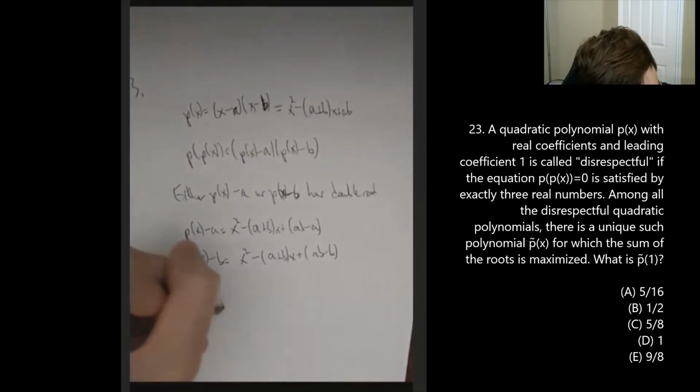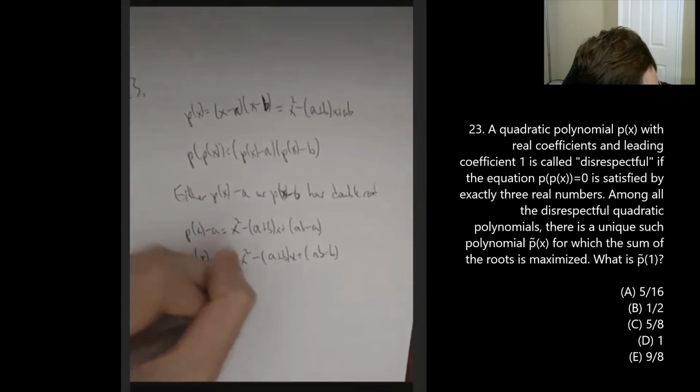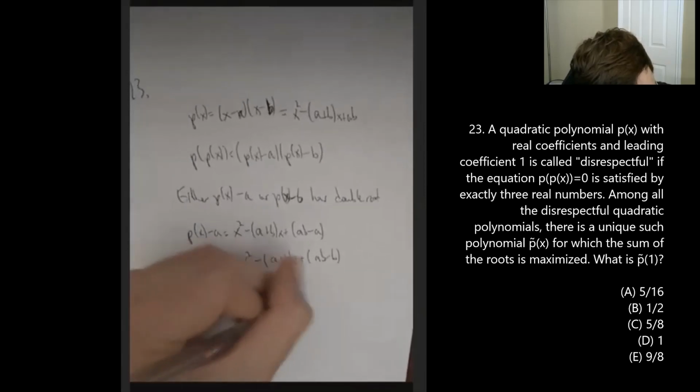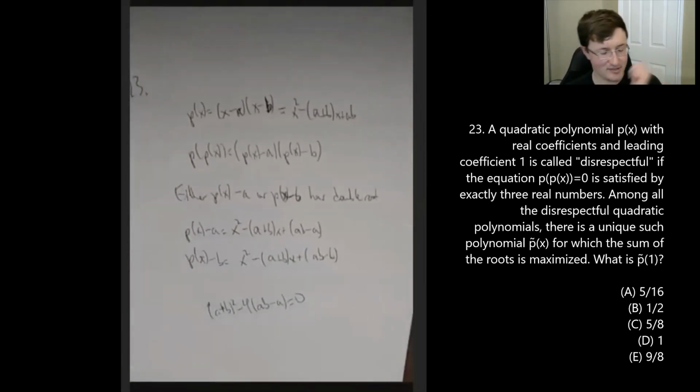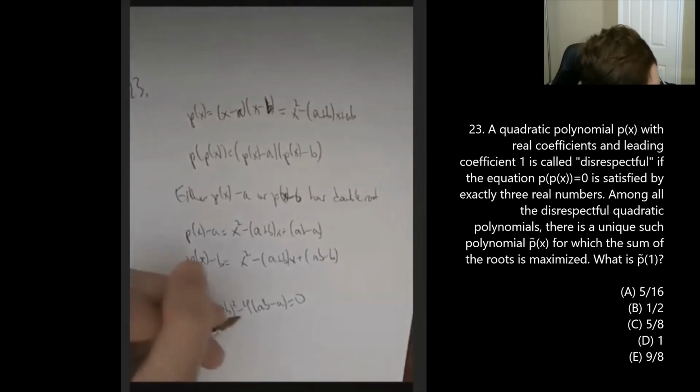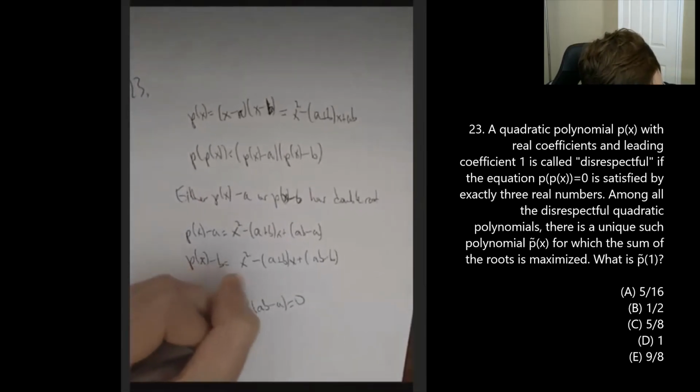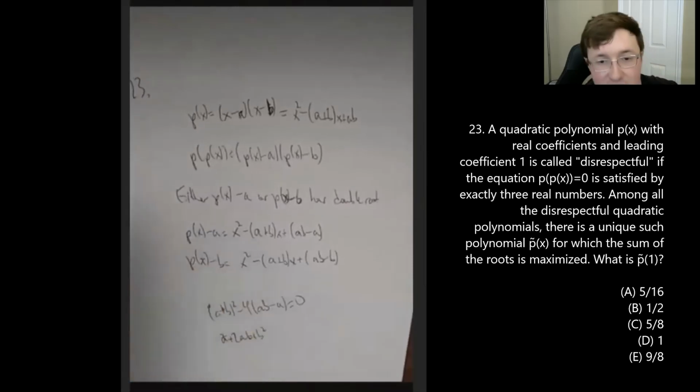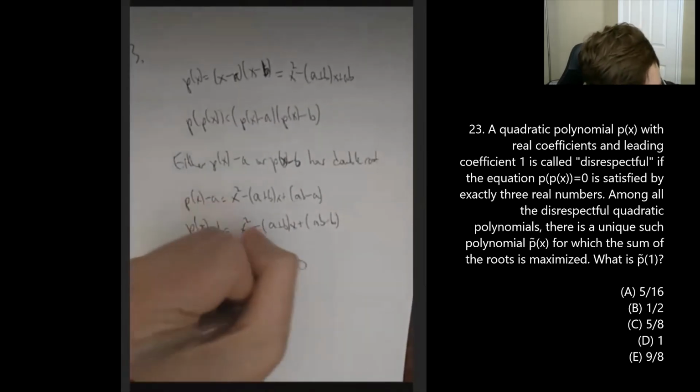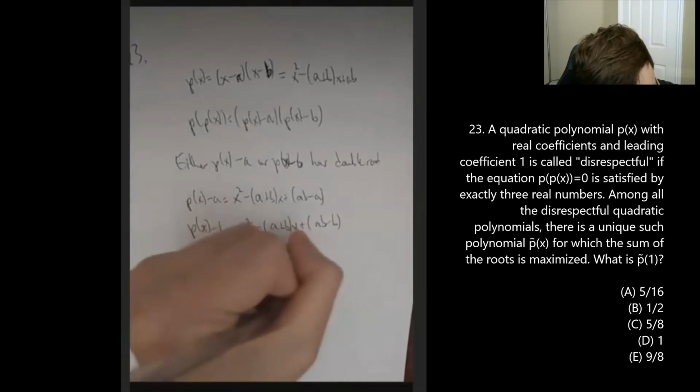So (a plus b) squared minus 4(ab minus a) equals 0, and I want to maximize a plus b. Okay, so I've got a squared plus 2ab plus b squared minus 4ab plus 4a equals 0. Okay, so this is (a minus b) all squared.